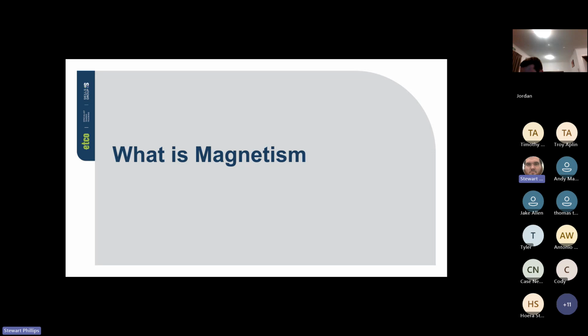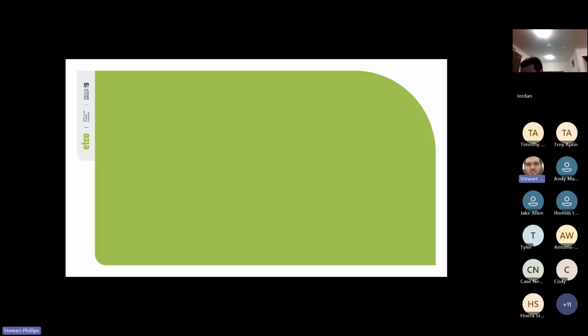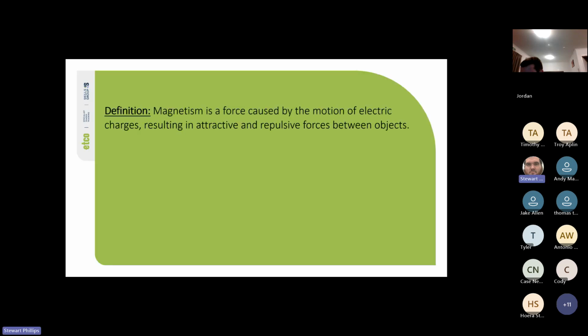So we'll take a look at what it is. The definition: magnetism is a force caused by the motion of electric charges, resulting in attractive and repulsive forces between objects. Some everyday examples: fridge magnets, magnetic clasps, and magnetic compasses.